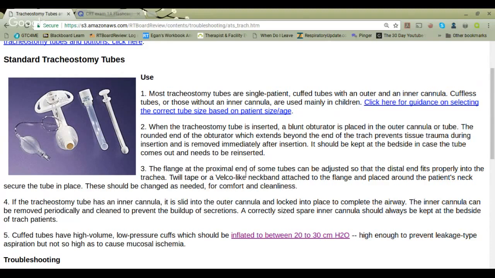The flange at the proximal end of some tubes can be adjusted so that the distal end fits properly into the trachea. Twill tape or a Velcro-like neckband is attached to the flange. This is the flange, by the way. Tape or Velcro neckband attached to the flange and placed around the patient's neck secures the tube in place. These should be changed as needed for comfort and cleanliness.